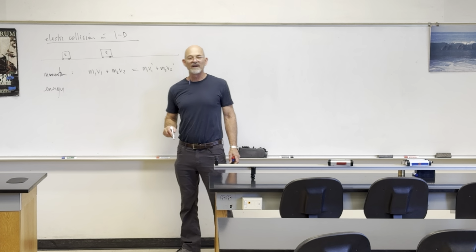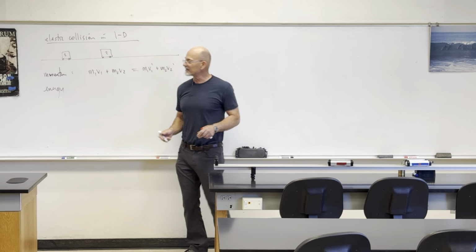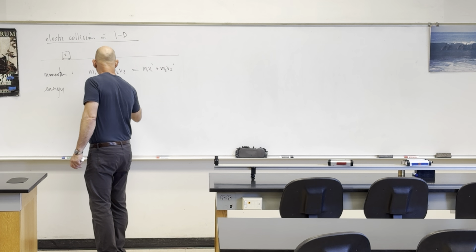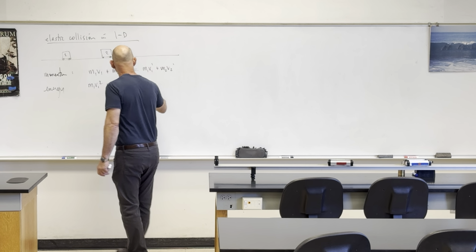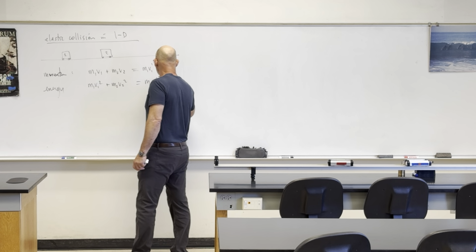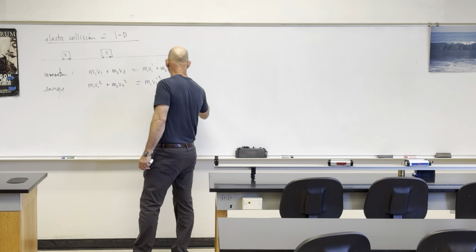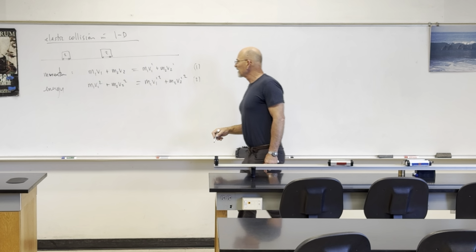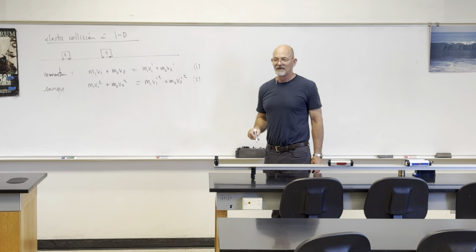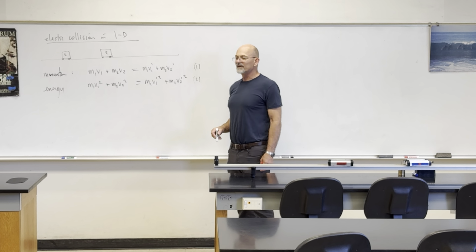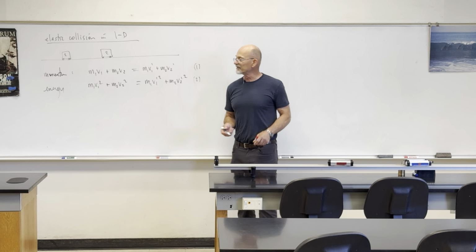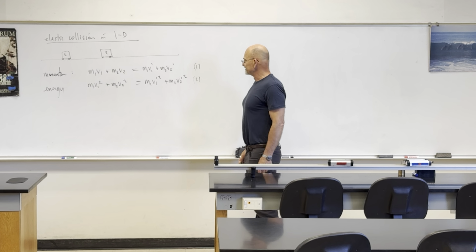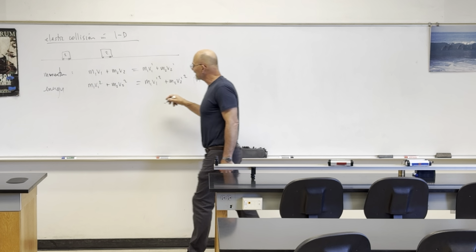I'm going to cancel the 1/2 right away, right? We have a 1/2 in front of each. So we have M1 V1 squared plus M2 V2 squared equals M1 V1 prime squared plus M2 V2 prime squared. So you have 2 equations and 2 unknowns. So you can say I'll be given the V1 and V2 and I want to find V1 prime and V2 prime. But if you just try to go in with your quadratic formula, there's going to be trouble.